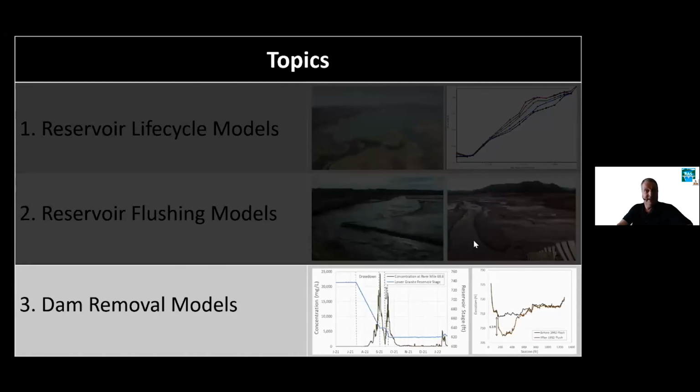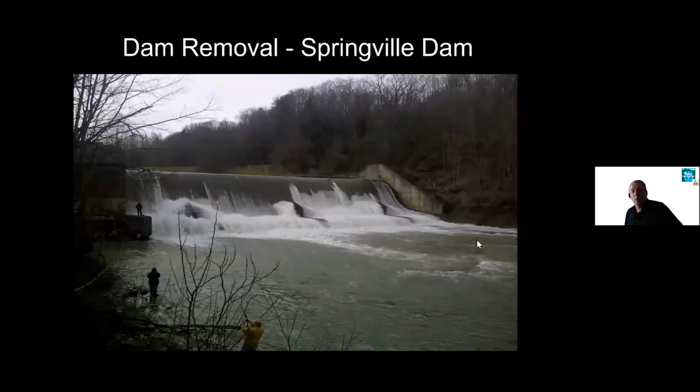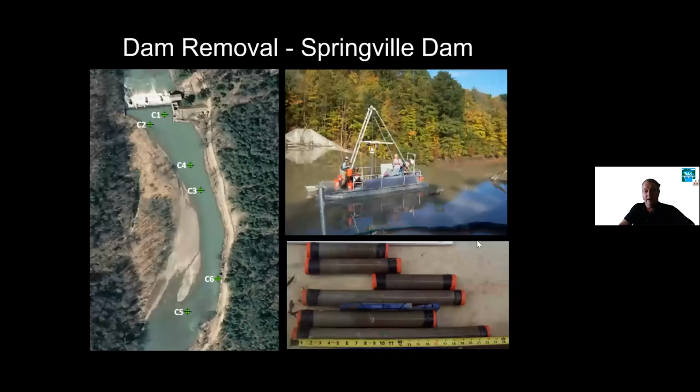And so people want to take it out, but there's usually 10 to 50 years of sediment behind that dam, and you can't just take it out without asking the question, where's that sediment going to go and what are the impacts going to be downstream? And so, one dam removal that I was involved in is a dam removal they were considering in Springville in Western New York. And so we went out and we collected cores.